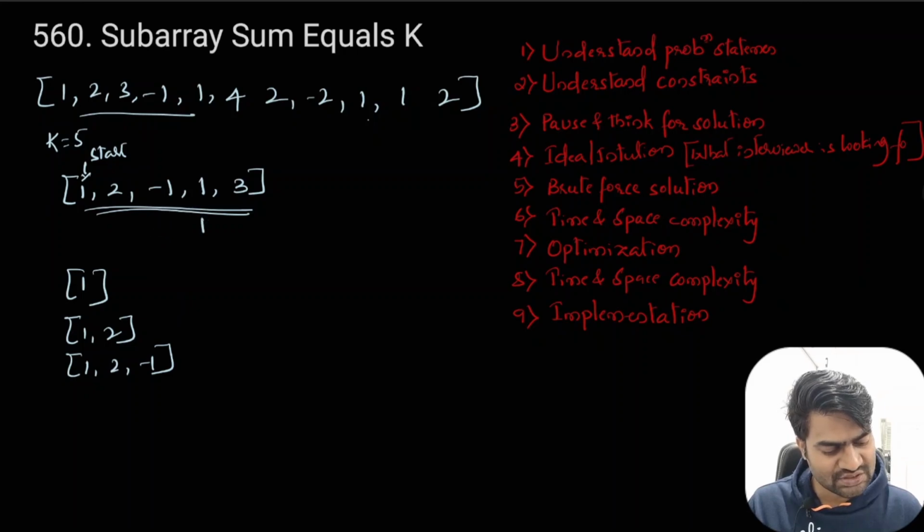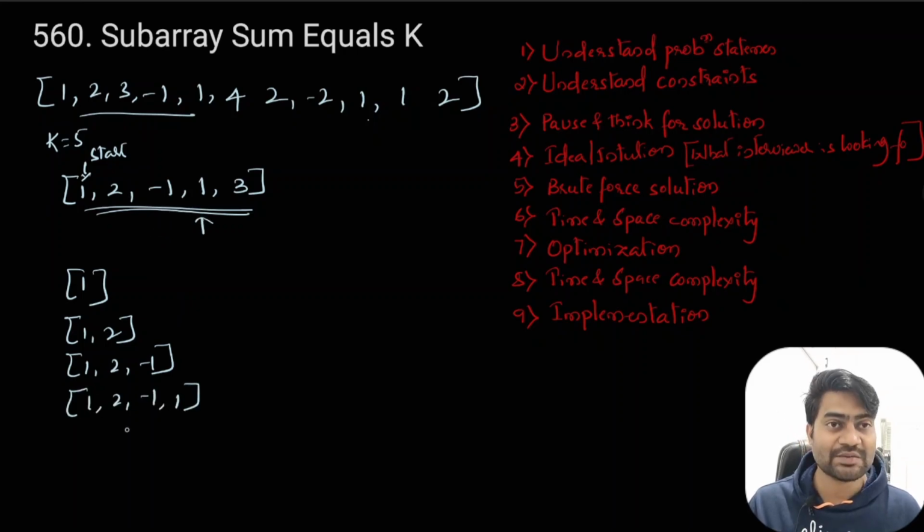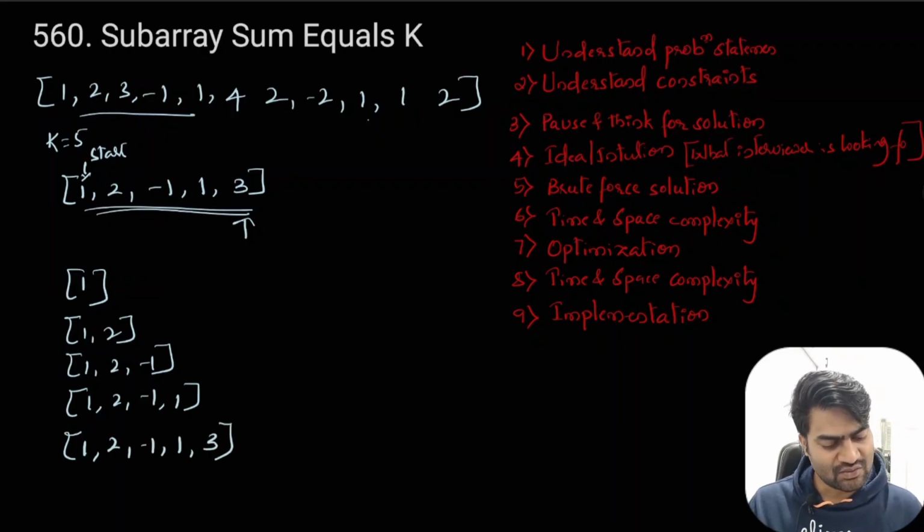Now I will move this to next number. So 1, 2, minus 1, 1 becomes our another subarray. Next I will move this to next number. So entire array can also be considered as subarray here. Okay. Now after this I will move my start pointer to next number.